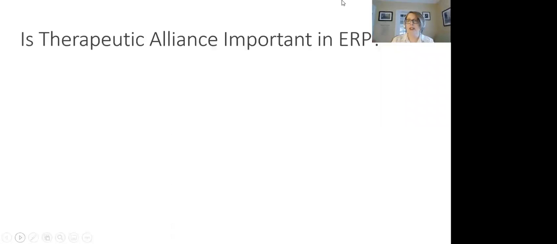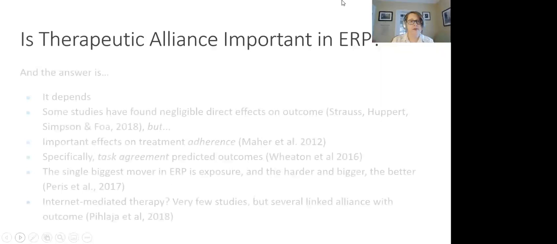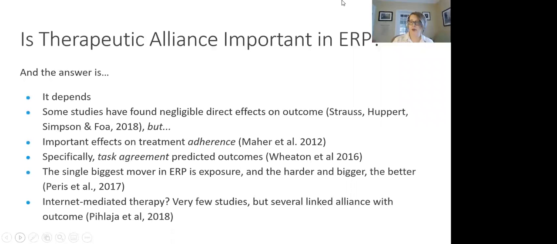So just a little bit of a dive into the literature, not a super deep dive, but some. And so in terms of whether it's important to exposure and response prevention, the literature is mixed. It depends, right? So there might be not a huge direct effect on outcome, but what it is helpful with is treatment adherence, right? And it would make sense that if you and your client, or you and your therapist, agree on the task, you're more likely to do the task, right?